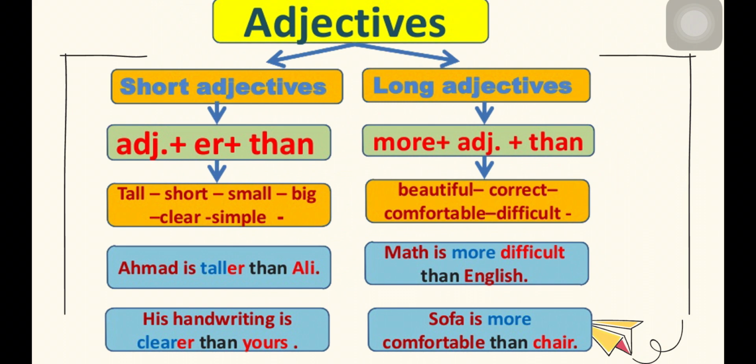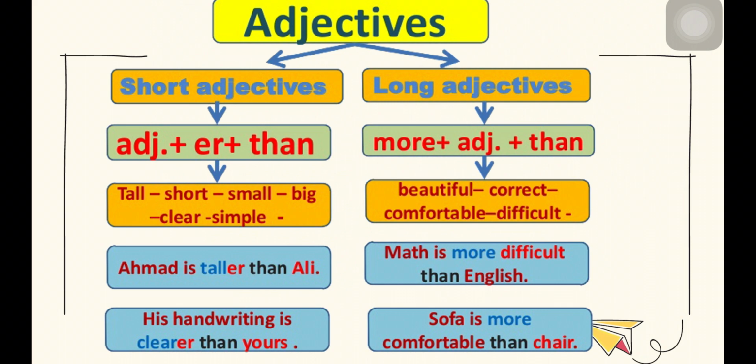So let's take a look at the examples. Ahmed is taller than Ali. His handwriting is clearer than yours. Clearer than yours. So look at the word clear. Clear is an adjective. When we compare, this adjective has a short sound, so we just add er to the adjective, then plus than. Okay, very good.